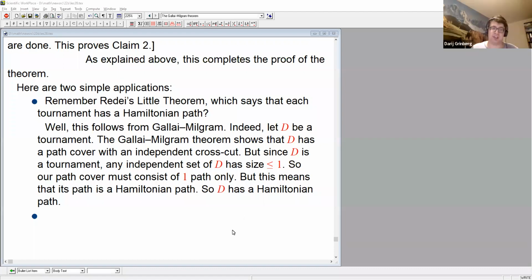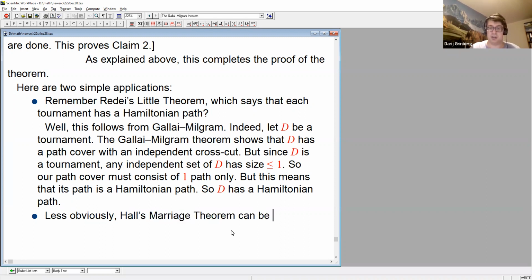Another thing you can do with Cayley-Milgram is you can use it to rederive Hall's marriage theorem. So, less obviously, Hall's marriage theorem can be proved again using Cayley-Milgram. Here is how it works. Recall what the statement is.